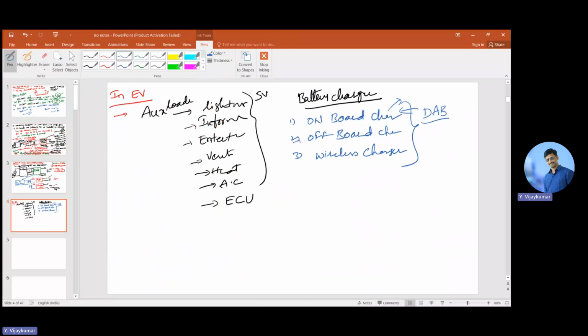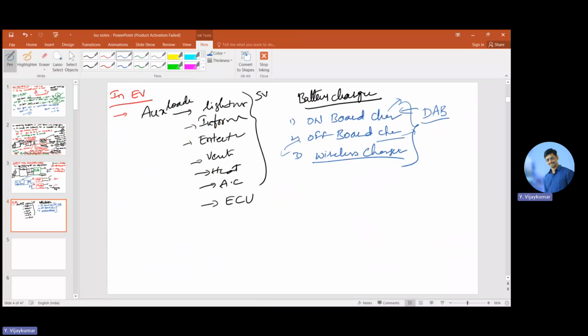Okay. Some part of the converter is in the charging circuit outside of the vehicle, and some of the converters are in the vehicle. So that is offboard chargers. As you know, wireless chargers. So without wires, how can we charge a vehicle? These are wireless chargers. Okay.